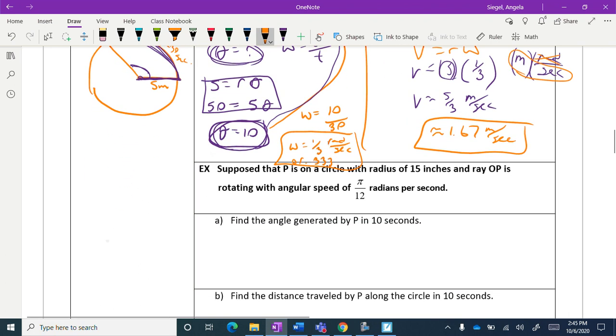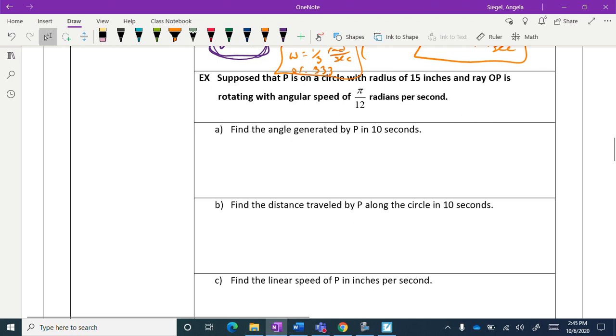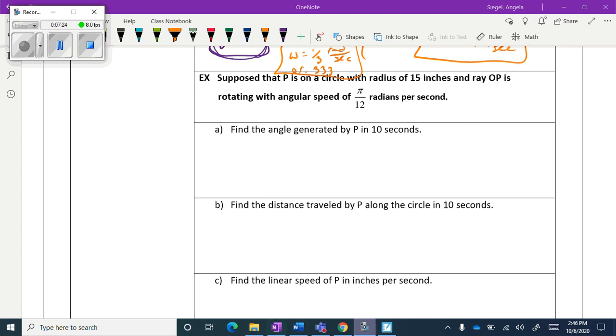Okay, so let's try this next one. Go ahead and read through it and just see what you can make out of it. I think it's best if you do it like that versus me just kind of throwing out some stuff.